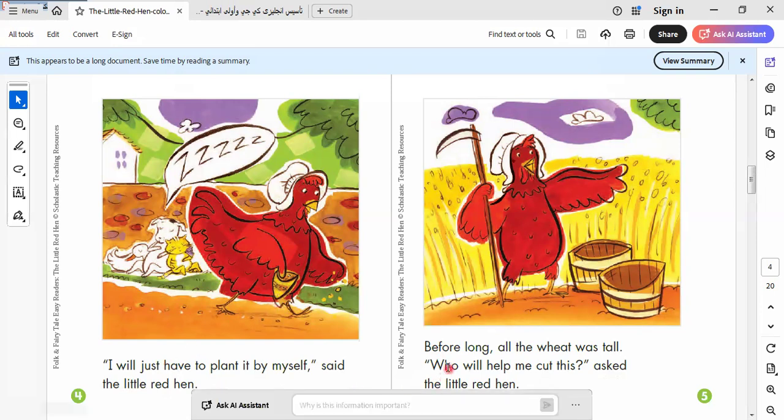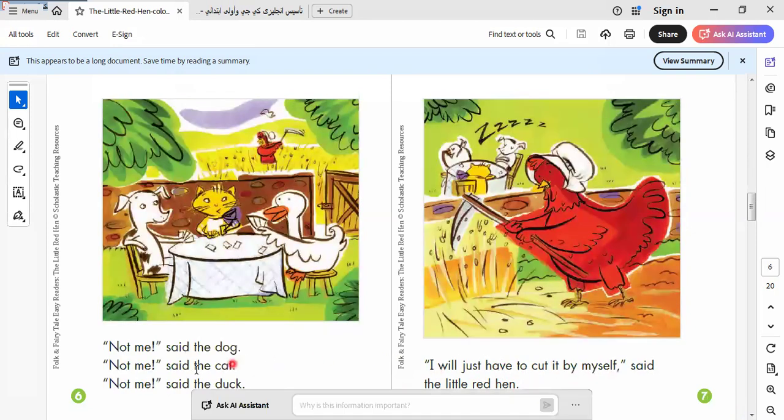Before long, all the wheat was tall. Who will help me cut this? asked the little hen. So the little hen repeated the question. Who will help her cut the wheat? Not me, said the dog. Not me, said the cat. Not me, said the duck.